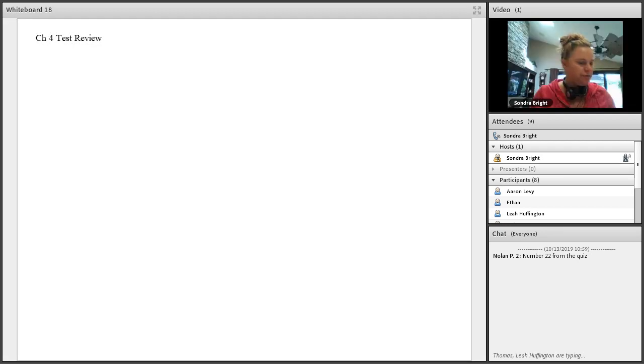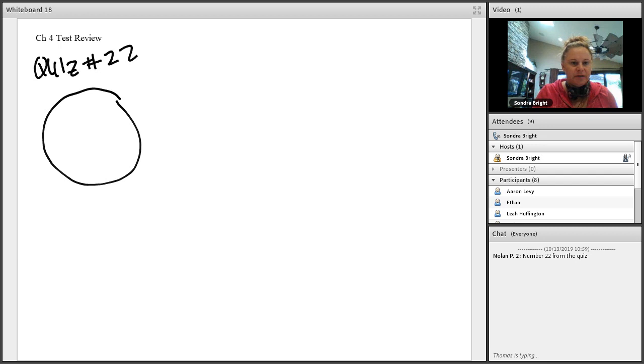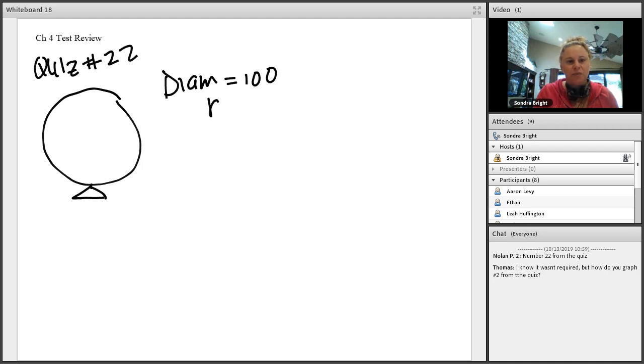All right, number 22 from the quiz. So it says a Ferris wheel is 100 feet in diameter. So you got this Ferris wheel, 100 feet in diameter. If the diameter is 100 feet, then that means that the radius is half of that, so 50 feet, which means that that's 50 and this is 50.